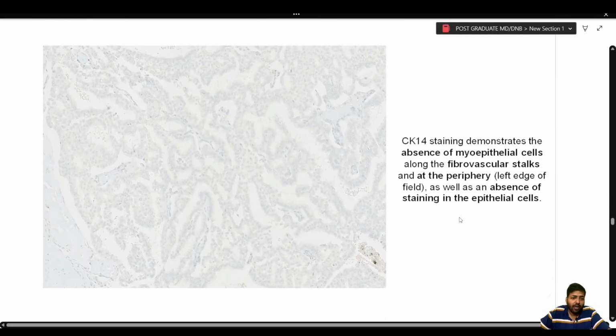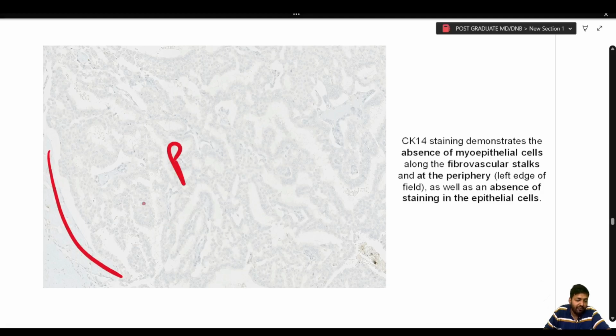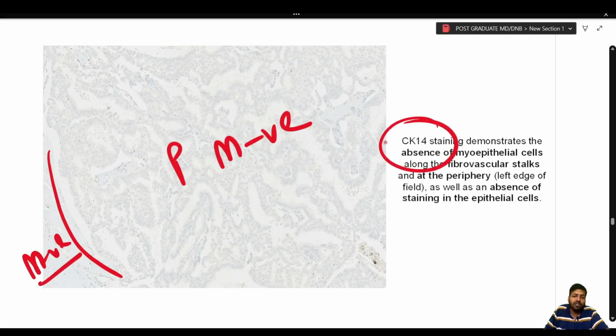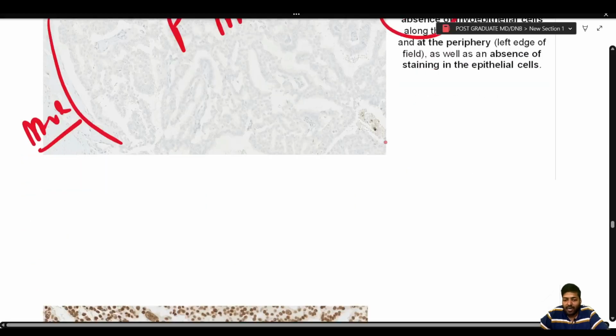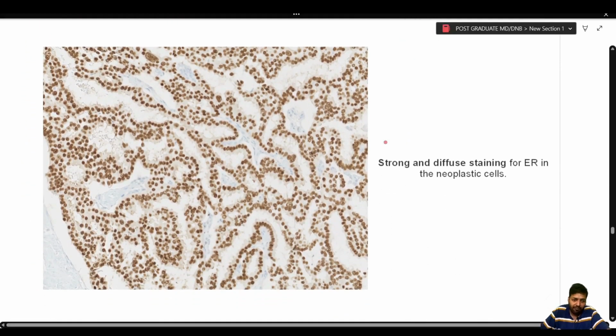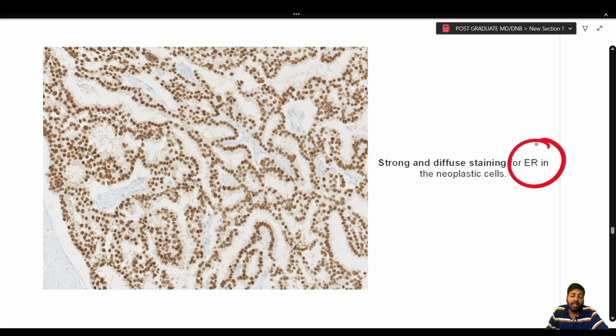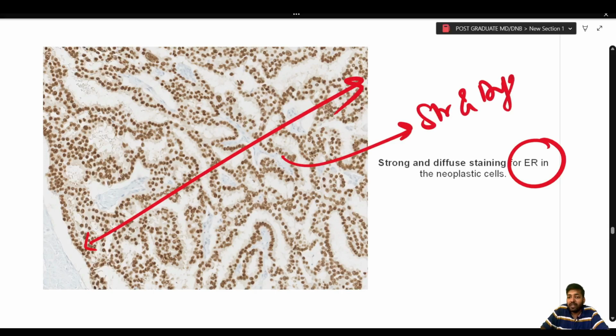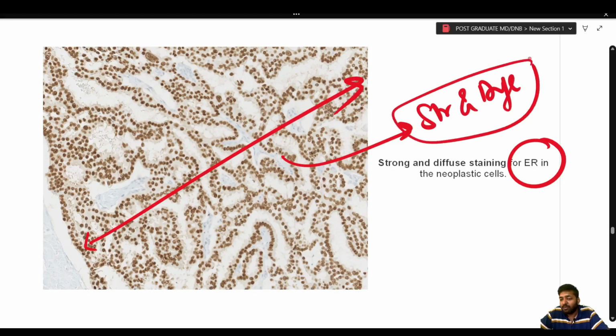Now, this is basically what I want to tell you. You can see this is the papillary lesion, and over here, this is the periphery. Both at the center and at the periphery, myoepithelial cells are negative. Over here, we have used the CK14 high molecular weight keratin to highlight. Now over here, if you look at the ER positivity, as I told you, in the malignant or carcinoma areas, the atypical areas, they will show strong and diffuse positivity. You can see this strong and diffuse positivity of ER in this particular diagram.